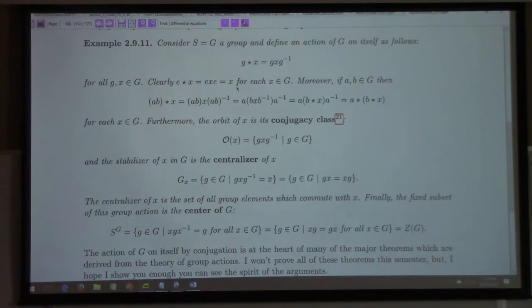Great. But what's more interesting is what's the orbit under this group action of a point? We talked about this last time, right? We called this what? This was the class of x last lecture, right? So the class of x is the orbit under the conjugacy group action.